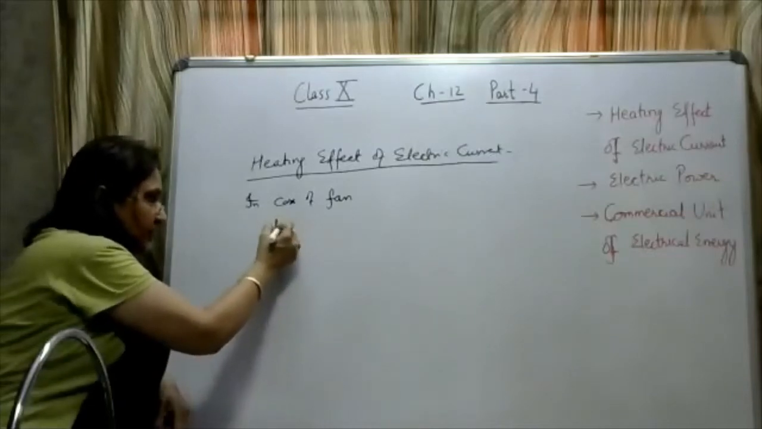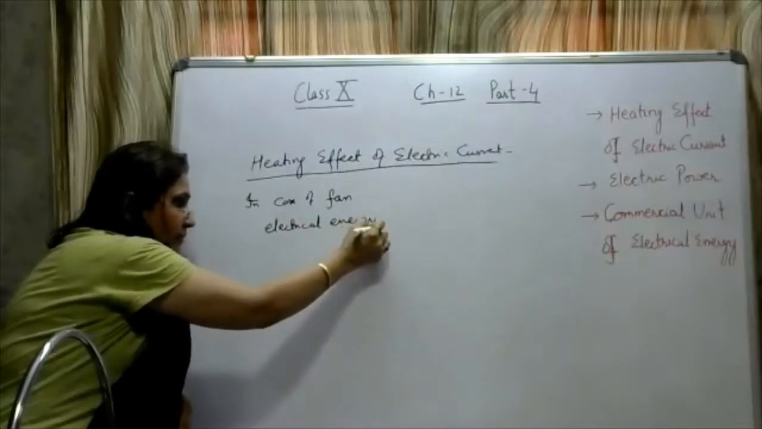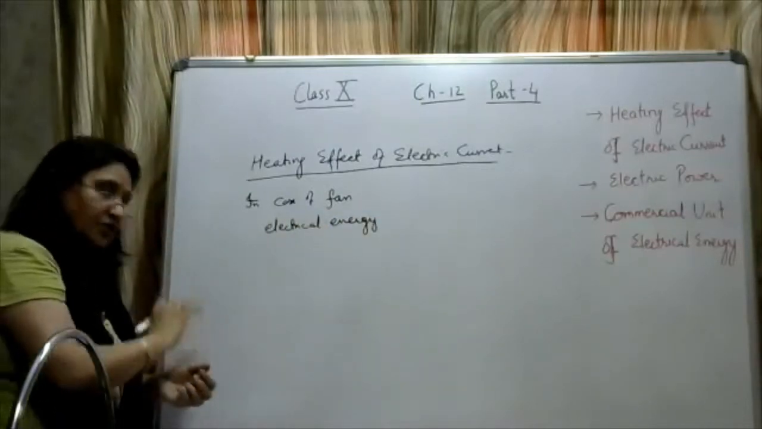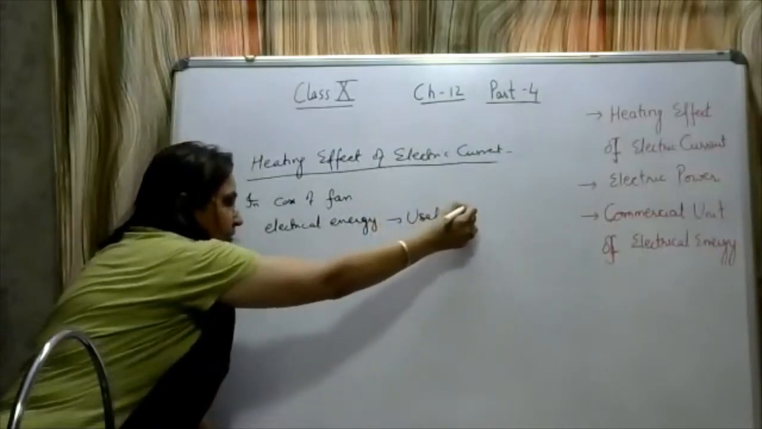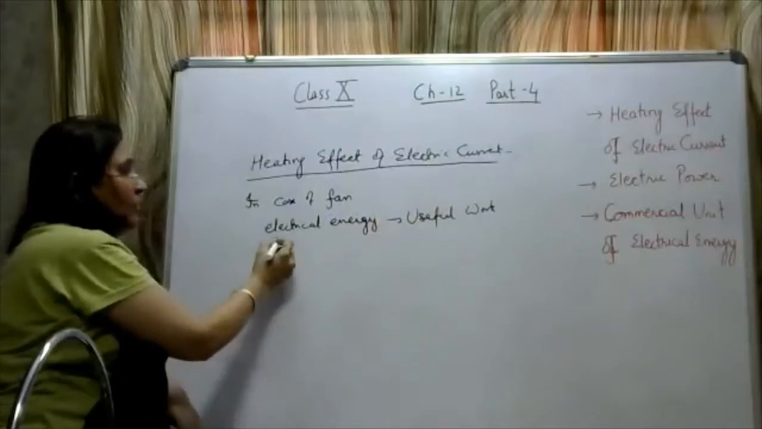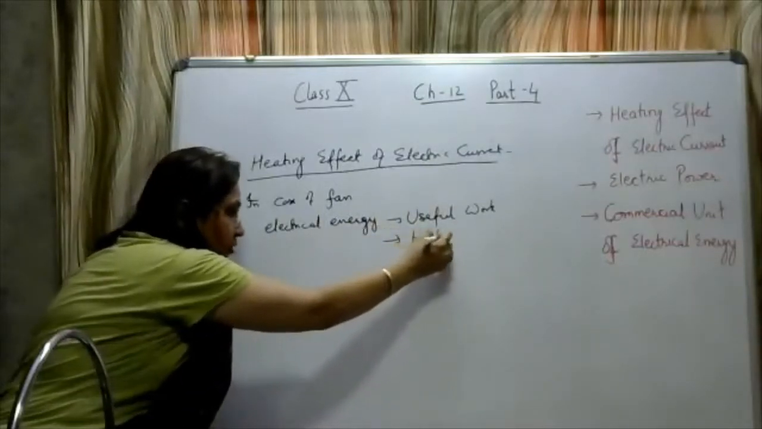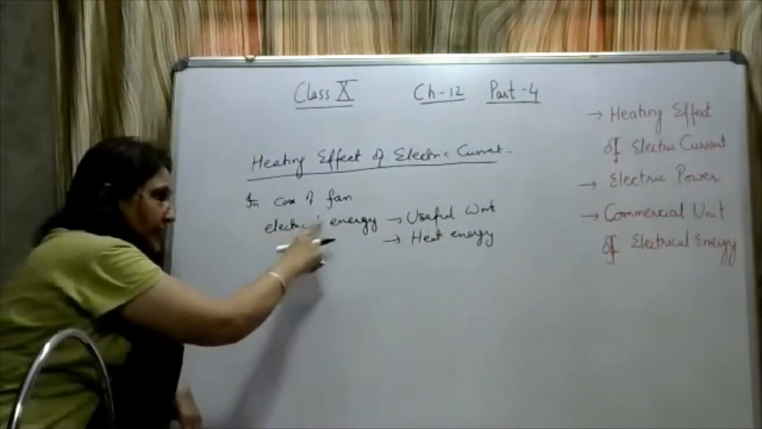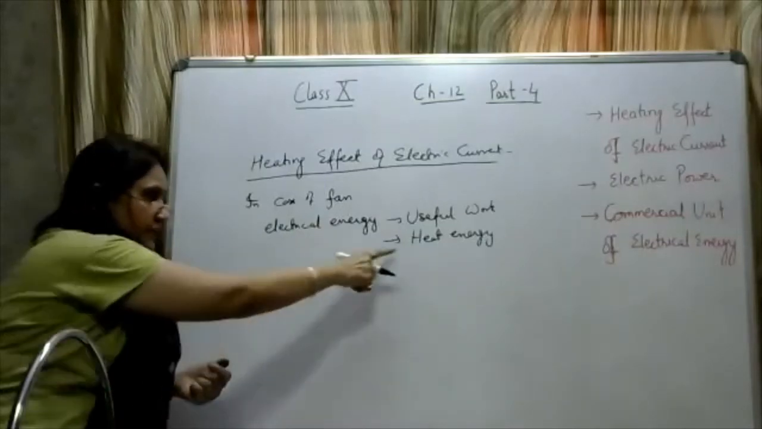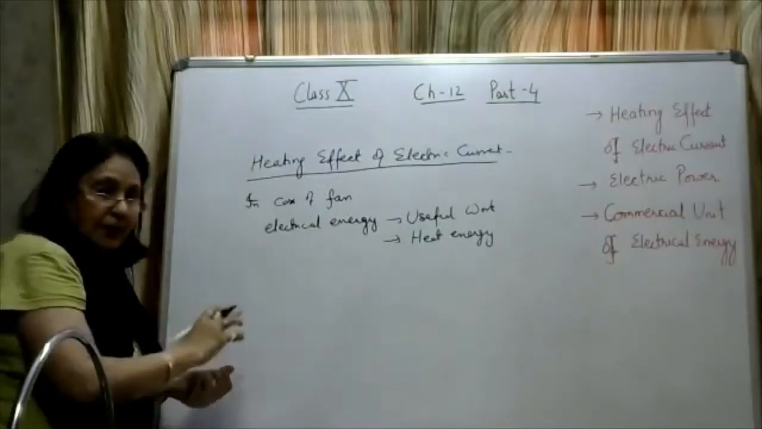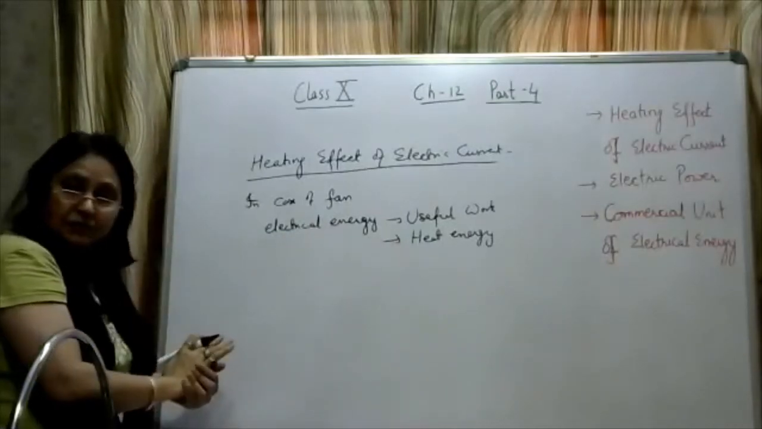So here the electrical energy has to be converted into some useful work, but only a part of the electrical energy is converted into the useful work, that is rotating the blades of the fan. But some part of the electrical energy is also converted into heat energy. So the electrical energy gets converted into useful work, that is the blade rotates, plus some part of the electrical energy is converted into heat energy, which is undesirable over here.